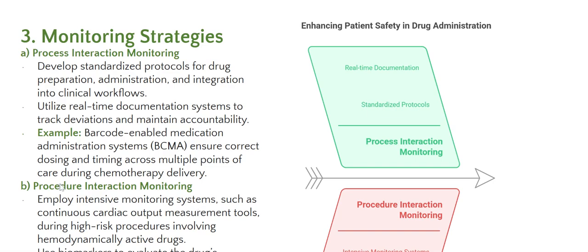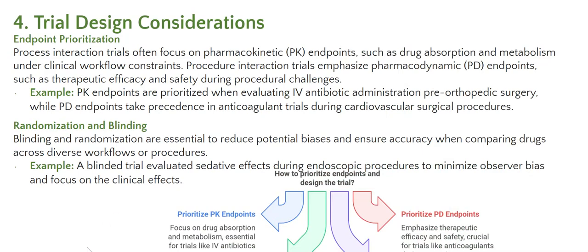And this is just an example on procedure interaction monitoring. Trial design considerations, endpoint prioritization. Process interaction trials often focus on pharmacokinetic (PK) endpoints such as drug absorption and metabolism under clinical workflow constraints. Procedure interaction trials emphasize pharmacodynamic (PD) endpoints such as therapeutic efficacy and safety during procedural challenges.